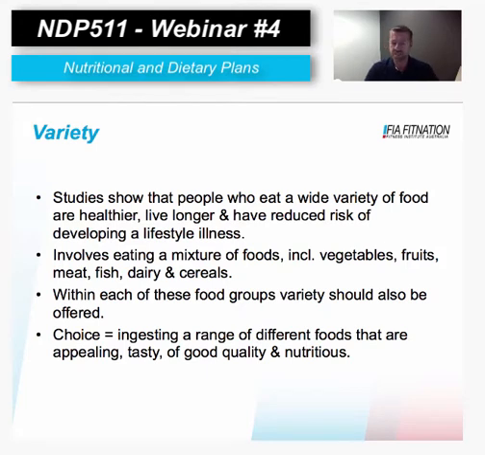So again, as we've stated, studies show that people who eat a wide variety of food are healthier, live longer, and have reduced risk of developing a lifestyle illness. Optimal variety then involves eating a mixture of foods from the main food groups, including vegetables, your fruits, your meat, fish, dairy, and cereals.